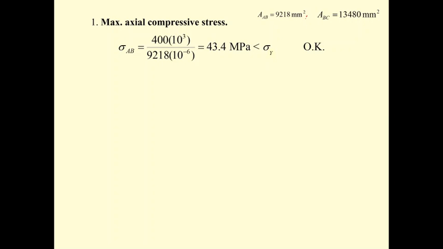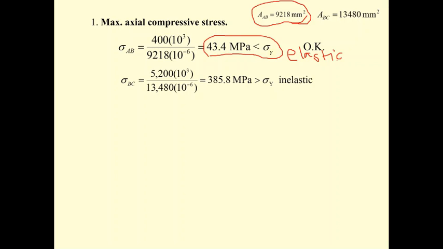Next, we are going to find the compressive stress for column AB. We divide the 400 kilonewton by 9,218, the cross-sectional area of column AB. And we have a stress of only 43.3 megapascal, which is a lot lower than 250 megapascal. So this is going to be in the elastic behavior.